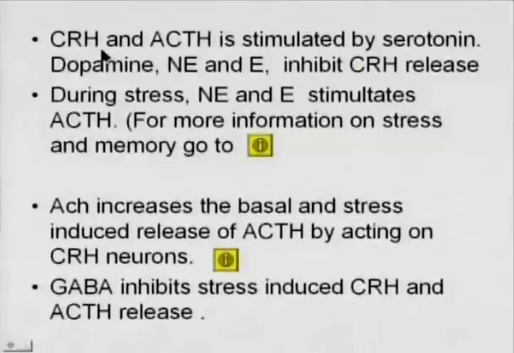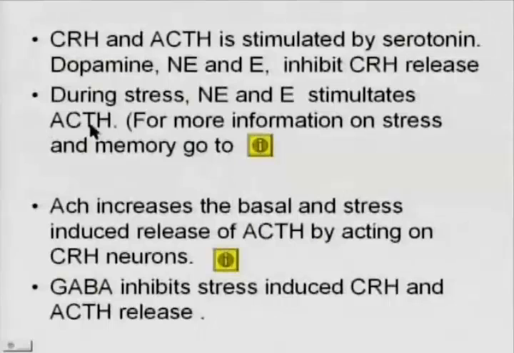Then some of the information from our textbook reports CRH and ACTH being stimulated by serotonin, and dopamine, norepinephrine, and epinephrine inhibiting CRH release, but these can be excitatory, as we will see, during stress. The norepi and epi can increase the release of ACTH, stimulates ACTH, not along with ACTH.